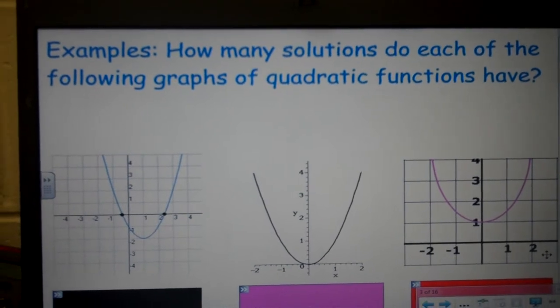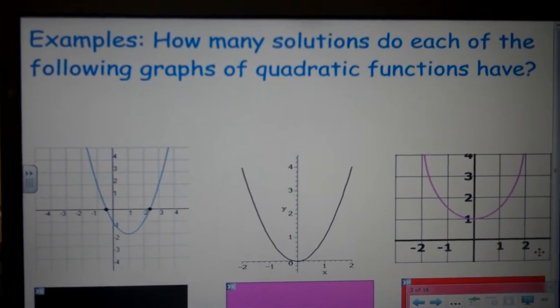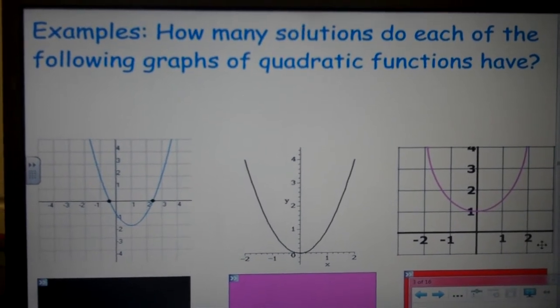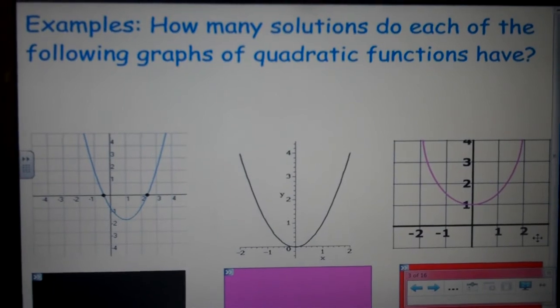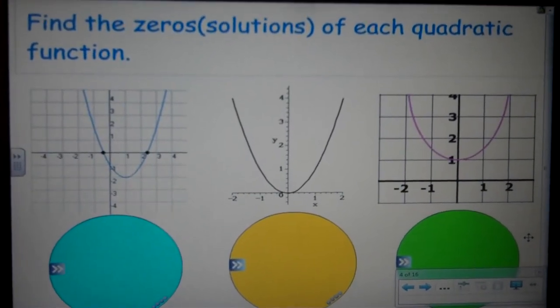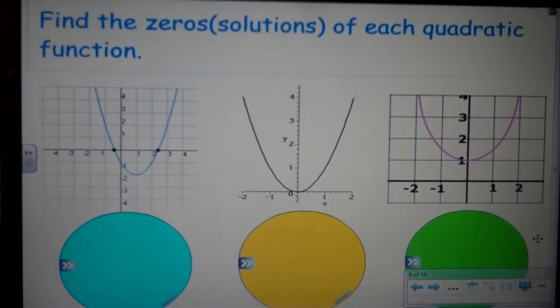Okay, so here's some examples. And we'll go over these in class. You don't need to write them down, although you can copy them down and then we'll go over them in class. Okay, and we're going to find out by looking at these graphs how many solutions there are. Again, we're going to find the zeros or the solutions by looking at these graphs, and the answers are hiding underneath those circles.